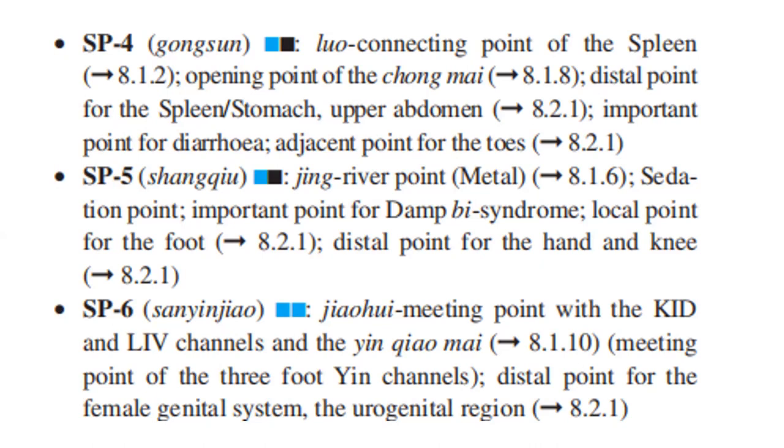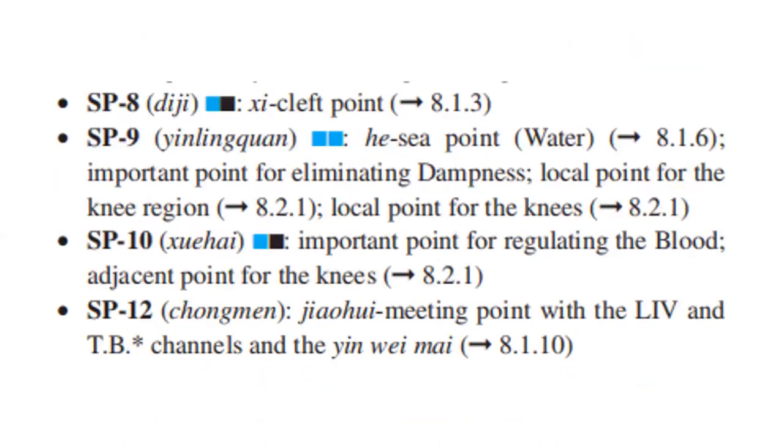Spleen 6, Jiao hui meeting point with the kidney and liver channels and the yin qiao mai, meeting point of the three foot yin channels. Distal point for the female genitalia and the urogenital region. Spleen 8, Xi cleft point. Spleen 9, He sea point, water. Important point for eliminating dampness.